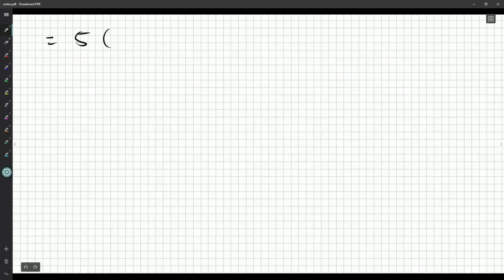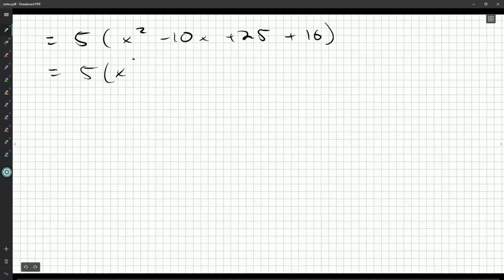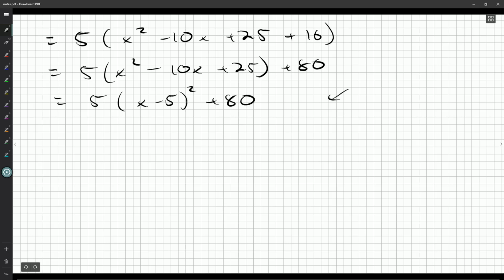x² − 10x, so we'll need to pull out a 25. So we break up the 41 into 25 plus 16. Bring the 16 outside by multiplying by 5. And this will be 5(x − 5)² + 80. And this is minimized when x is equal to 5, and the minimum value is 80. So the stuff just involving x at smallest could be 80.